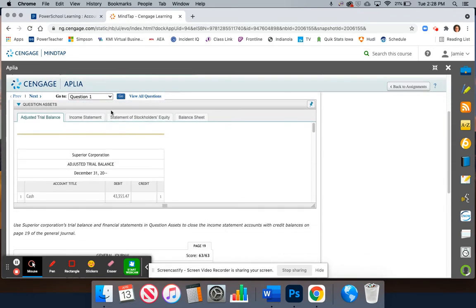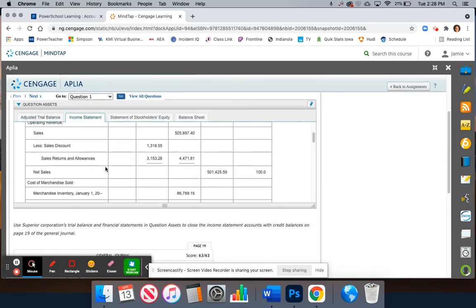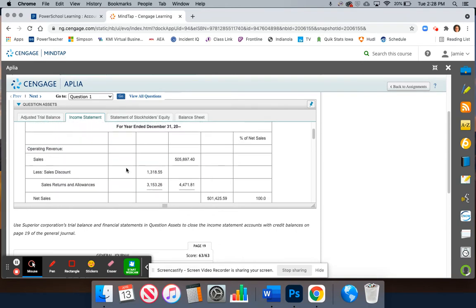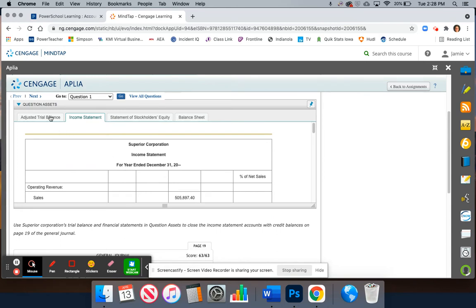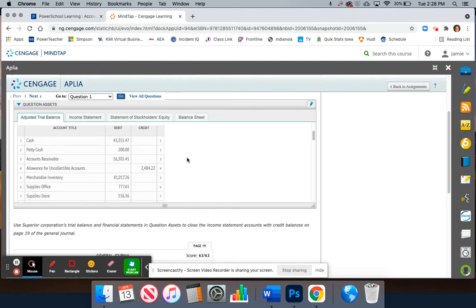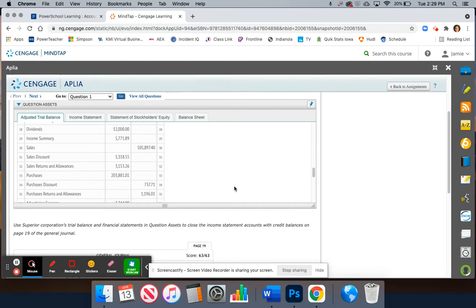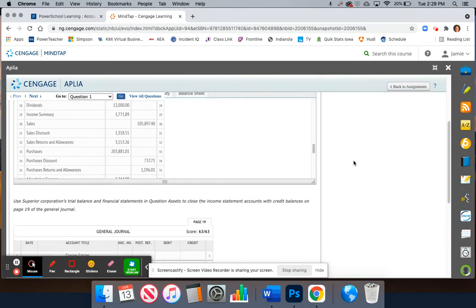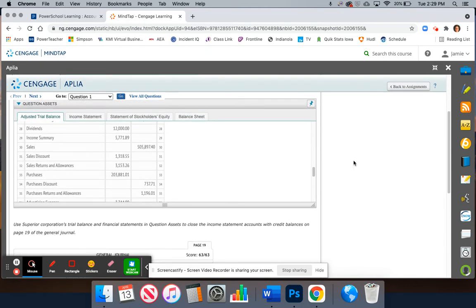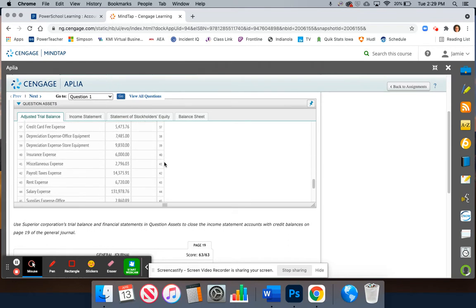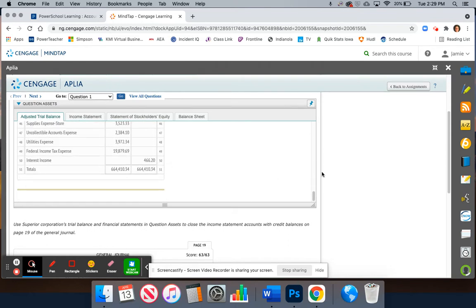On our income statement, these are the only accounts that we're going to be utilizing, any account that's on the income statement. We want to close those out, zero out their accounts to start the next fiscal year with a 0 balance. So any account on our income statement, from dividends and down, needs to be closed out. Our first one, we are going to close all of the accounts that have a credit balance. So sales, purchases discount, purchases returns and allowances, and finally our interest income.